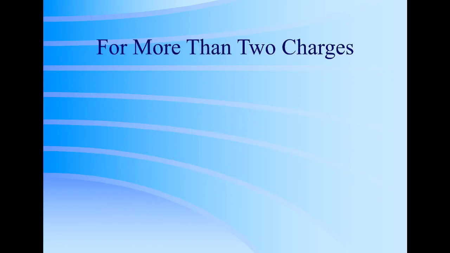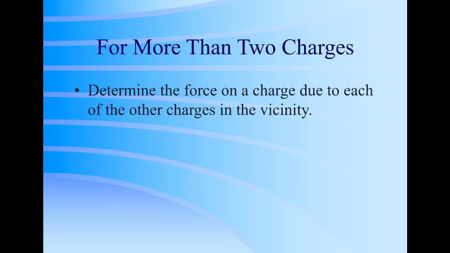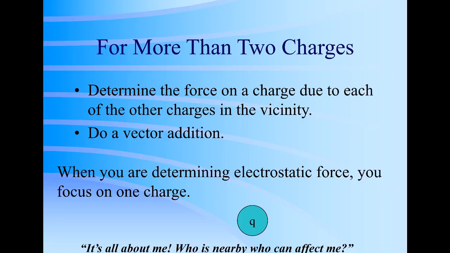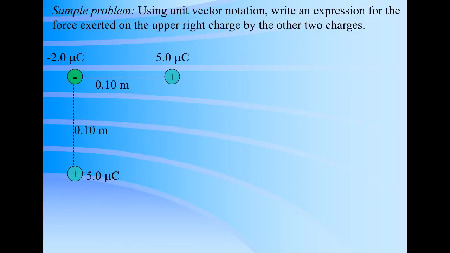And if you have more than two charges, then you need to use superposition. What you do is you determine the force on one charge due to the other charges in its vicinity, and you do vector addition. So you focus on one charge. And this charge says, it's all about me. Who's nearby who can affect me? For example, let's write an expression for the force exerted on the upper right charge by the other two charges.